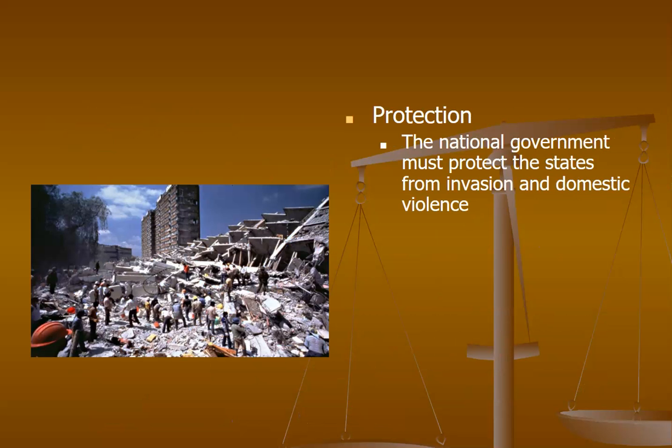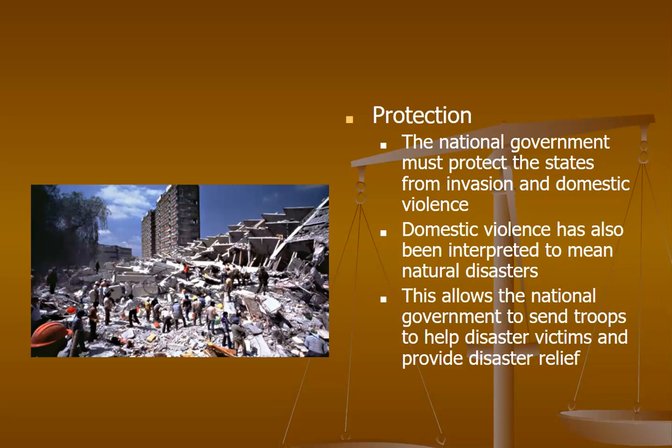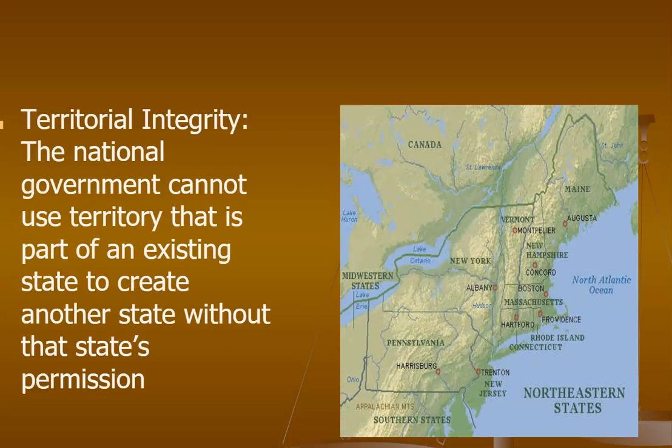Now, protection. The national government must protect the states from invasion and domestic violence. Now, domestic violence has also been interpreted to mean natural disasters, such as a hurricane or an earthquake, or maybe even a widespread pandemic virus. This allows the national government to send troops to help disaster victims and to provide disaster relief in the form of money and other services.